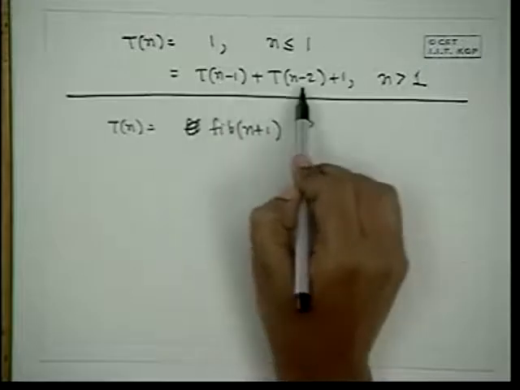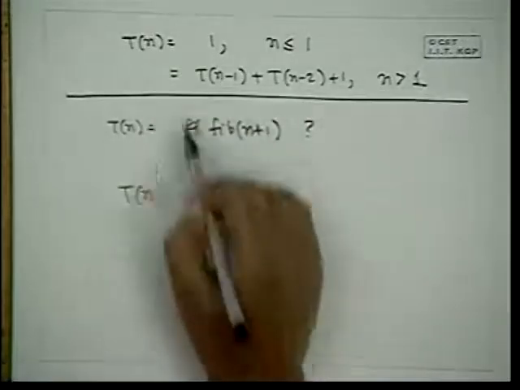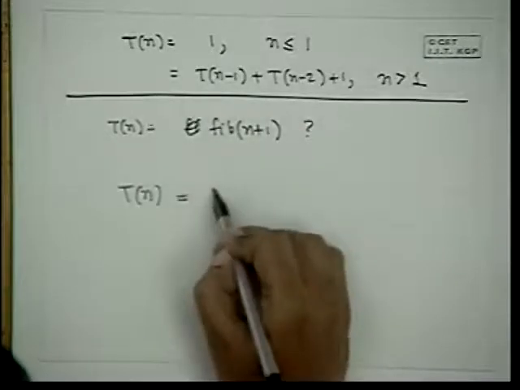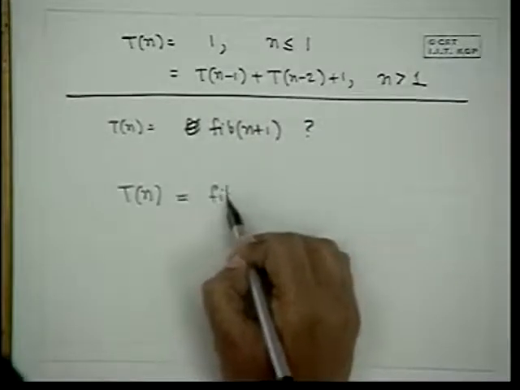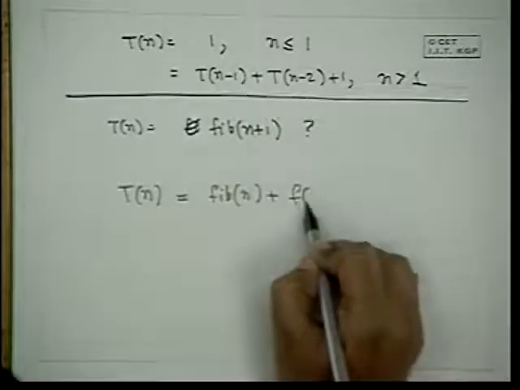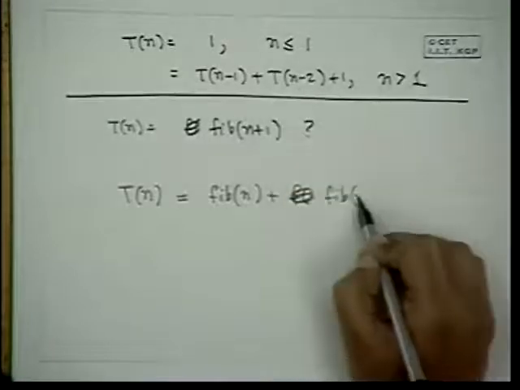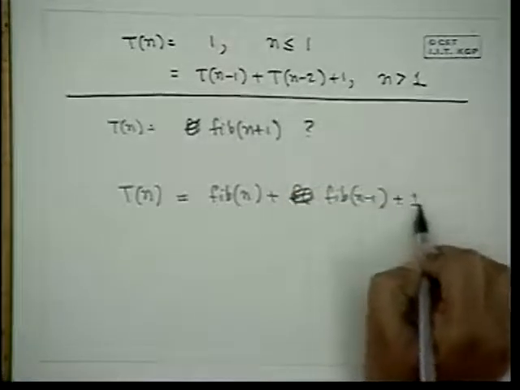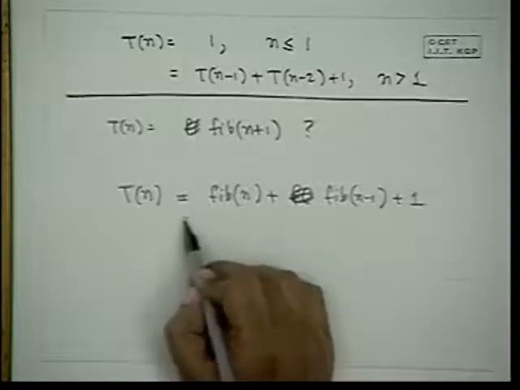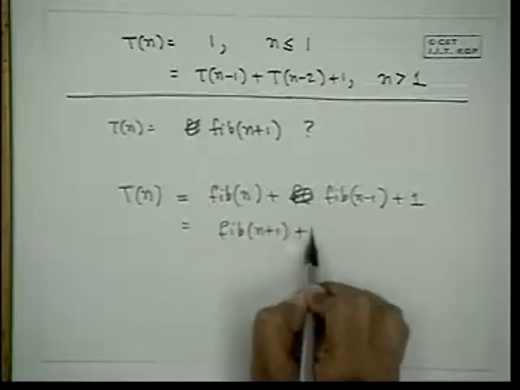Fib n plus 1. So this will be Tn. If Tn is fib n plus 1, then this by induction must be fib of n plus fib of n minus 1 plus 1, which will be fib of n plus 1 plus 1, which is not true.